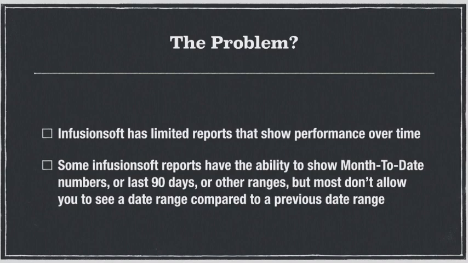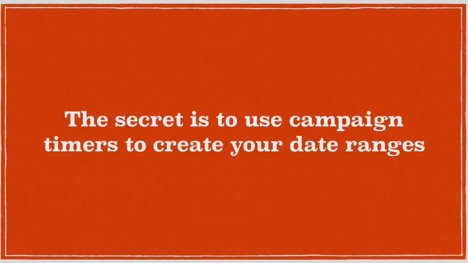So you can't really see that over time unless you do a search, alter the date range, do another search, alter the date range again, and then maybe grab those numbers and put them in Excel and look at it that way. So we've got a hack today that's going to show you how to actually get these numbers that show you performance over time right on your dashboard. The secret is to use campaign timers to create your date ranges.